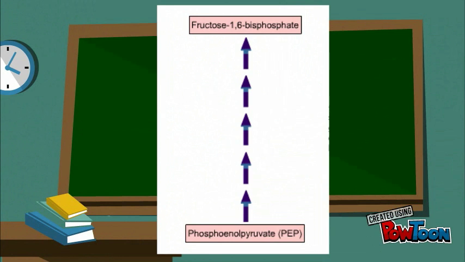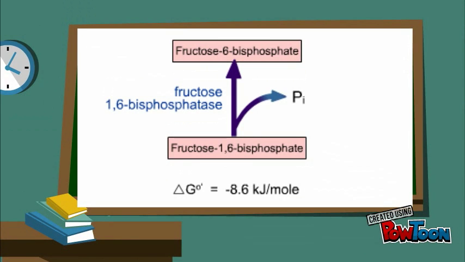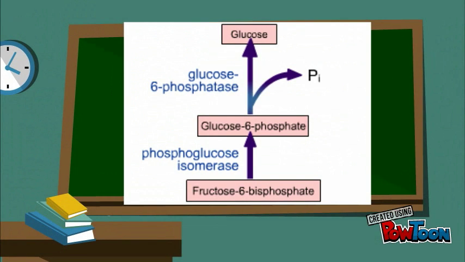Gluconeogenesis proceeds by simple reversal of the steps of glycolysis up to fructose 1,6-bisphosphate. At this point, reversal of the highly exergonic phosphofructokinase step of glycolysis is avoided by a simple phosphate cleavage. Fructose 6-phosphate is then converted to glucose 6-phosphate by phosphoglucose isomerase. Then all that remains is to remove one phosphate group to generate glucose.